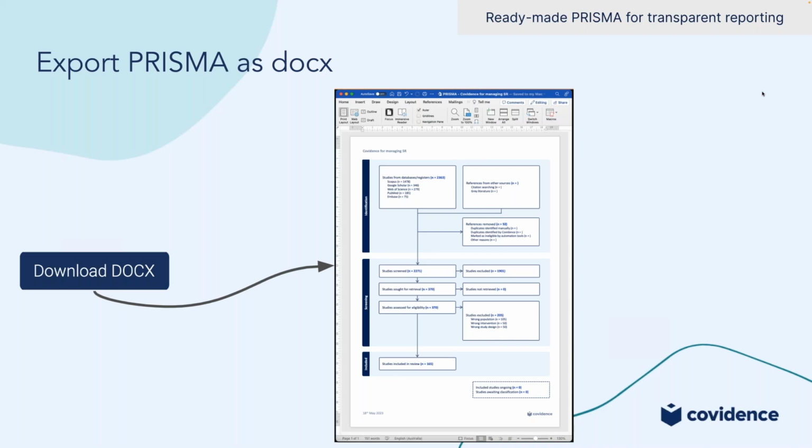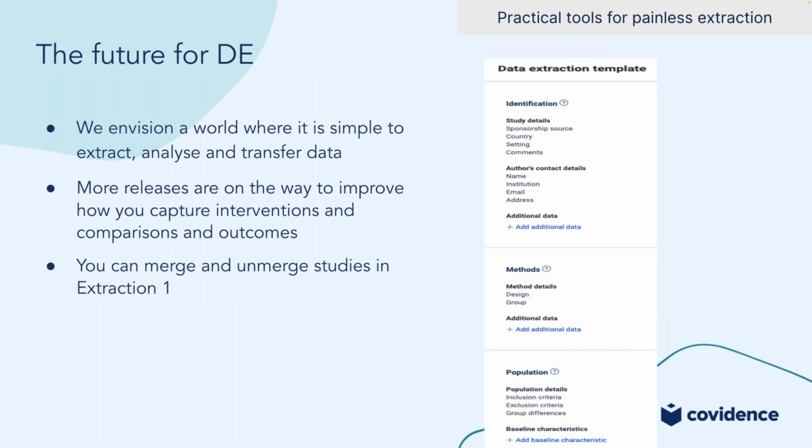All right, so that was Prisma. I'm going to talk a little bit now about the data extraction in Covidence and how we see that progressing in the future. Data extraction is probably one of the most difficult and time-consuming aspects of any literature review. It's so difficult to get right.